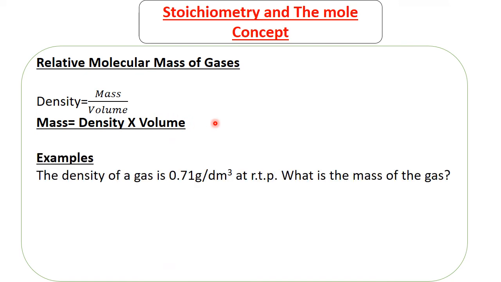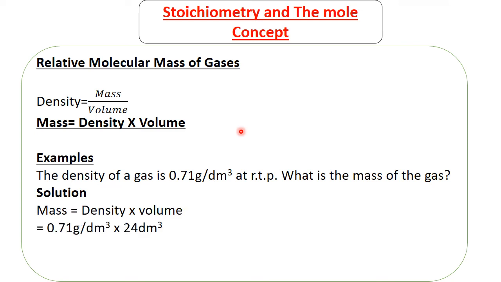So here's an example. The density of a gas is 0.71 grams per decimeter cubed at RTP. What is the mass of the gas? So of course you can end up asking yourself, but where is the volume? So we are going to use the molar volume. So mass is equal to density times volume. Mass is equal to 0.71 gram per decimeter cubed times 24 decimeter cubed.